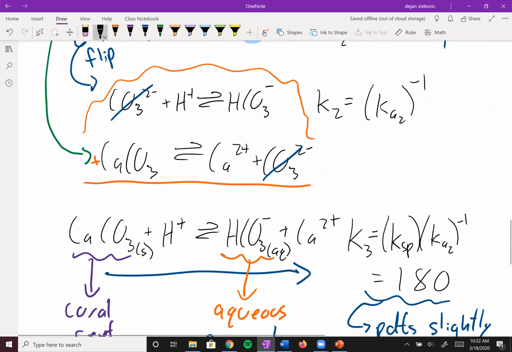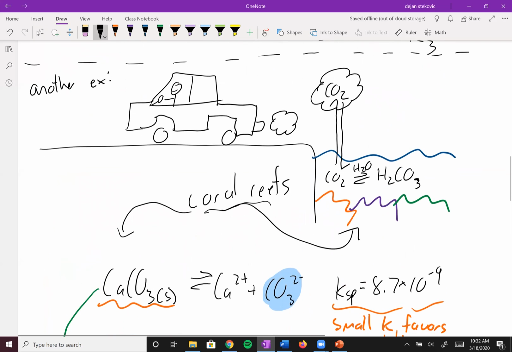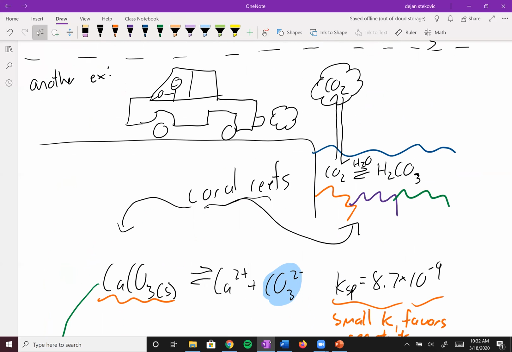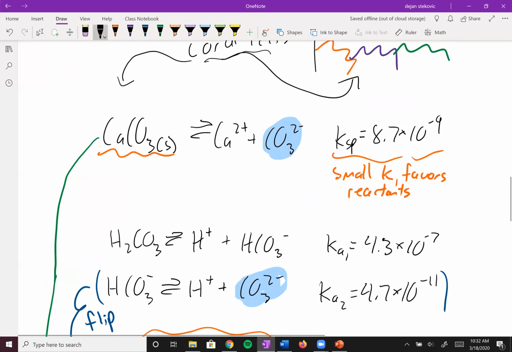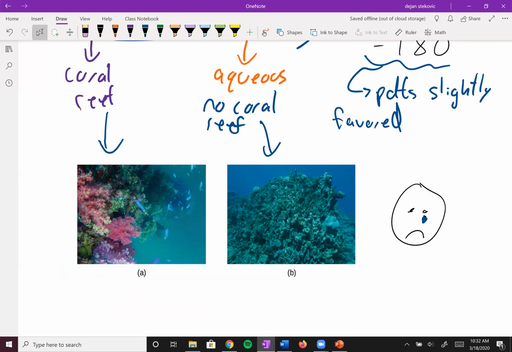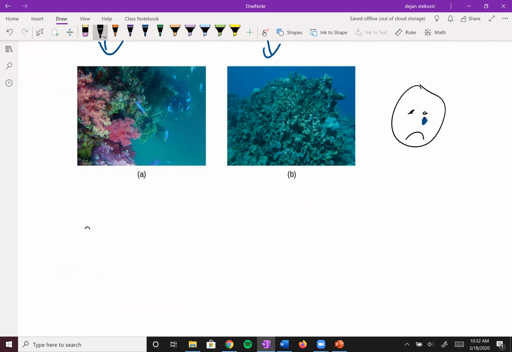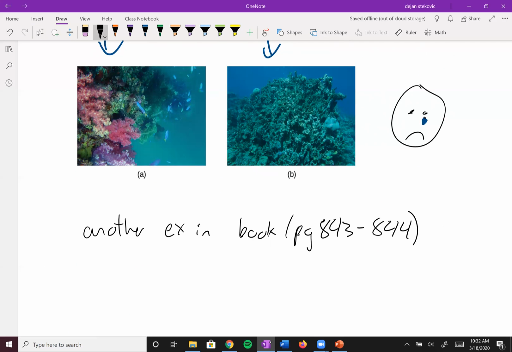And so you can see how this equilibria, all the equilibria in the world are coupled. Something that you do on one side of the planet affects the other. So all the CO2 that we're pumping out is having an effect on the coral reefs due to the value of these Ks and the way these equilibria are coupled. And that's true in a lot of different instances. There's another very cool example in your book, in the OpenStax book, on page 843 to 844, and it basically explains how tooth decay works.